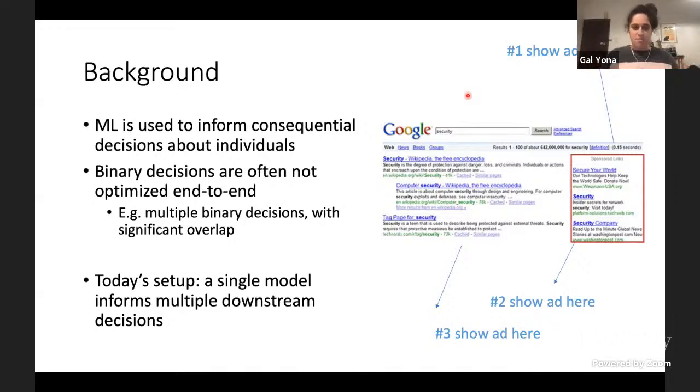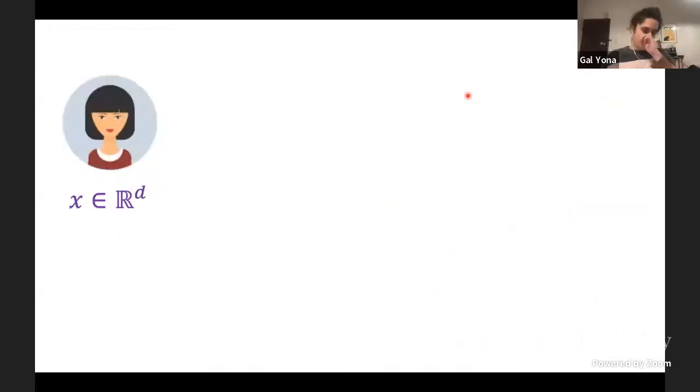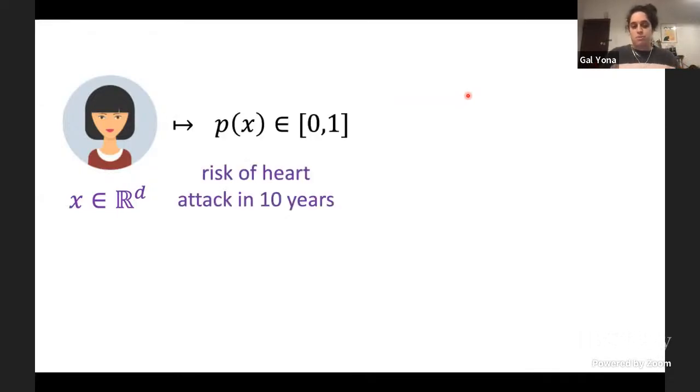I didn't mention, but please interrupt me with questions at any point or at the end if you prefer. Okay, good. So let's start by making this formal. I have an individual with features X living in some feature space R^D. This is then transformed into a prediction. For example, here I have P(X), which is in the interval [0, 1], maybe predicting some risk of heart attack in 10 years.